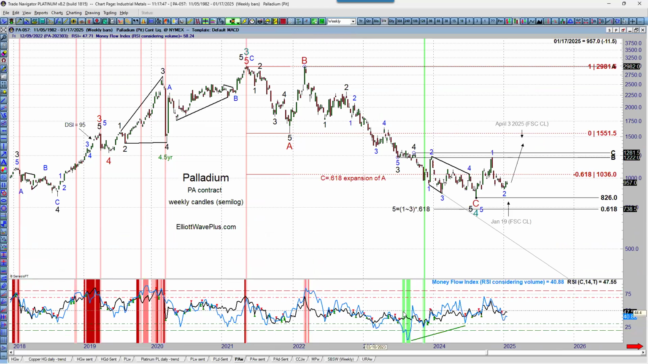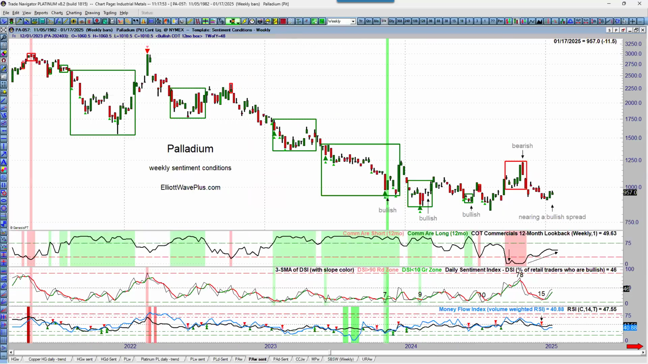I think palladium is poised to move to the upside. We're nearing a bullish spread on the daily palladium chart. Now, notice commercials have been taking off their hedges. They're not fully long yet. We were at a 15 here, starting to see a little uptick in the volume. So I think this is the beginning of a bigger move to the upside in palladium.